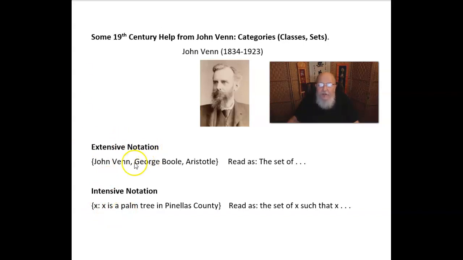Now, with extensive notation, we simply list each individual in the set. But with intensive notation, we specify the set by listing a feature common to all members of the set. It would be fairly tedious to list every palm tree in Pinellas County by longitude and latitude, right? We'd have to go around with our phone and mark the coordinates, and it would be a long job to list all the palm trees in Pinellas County. So instead, we can simply give the intension or the comprehension, which specifies the attributes that apply to the members of the set.